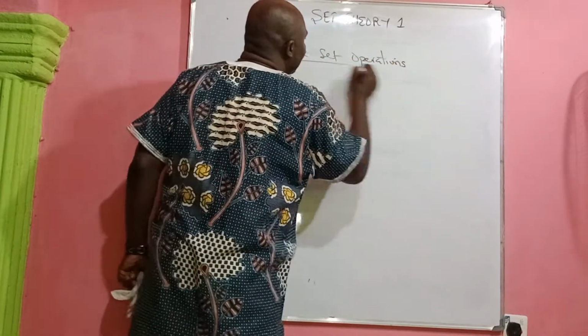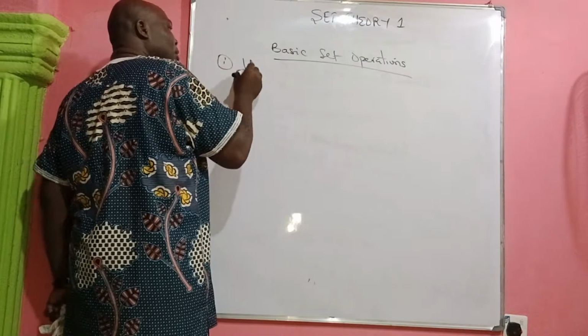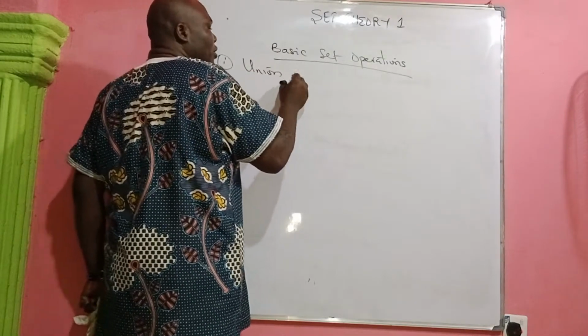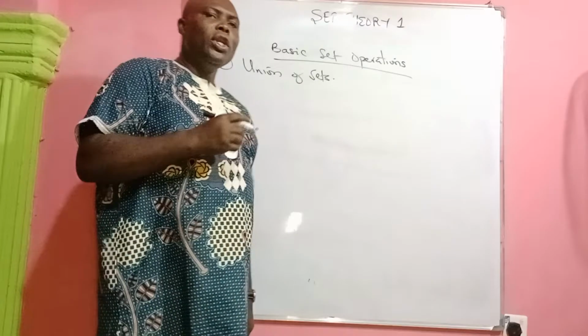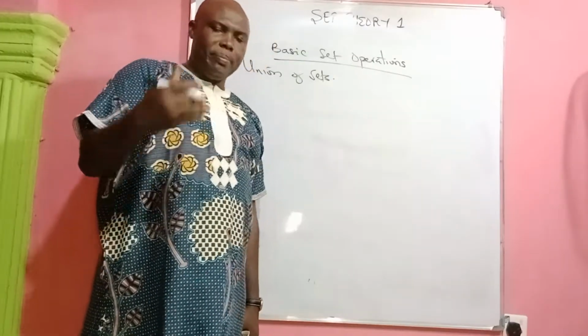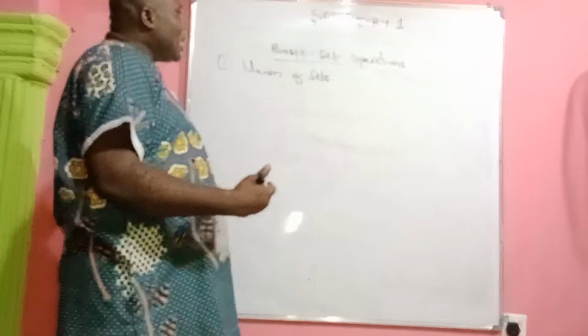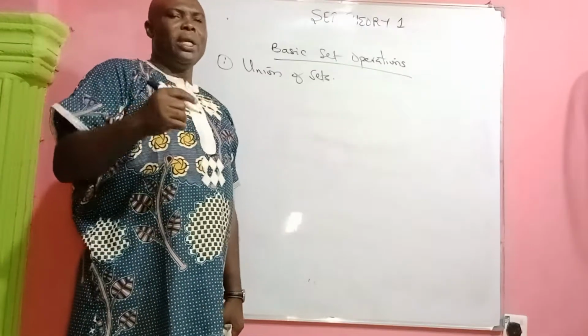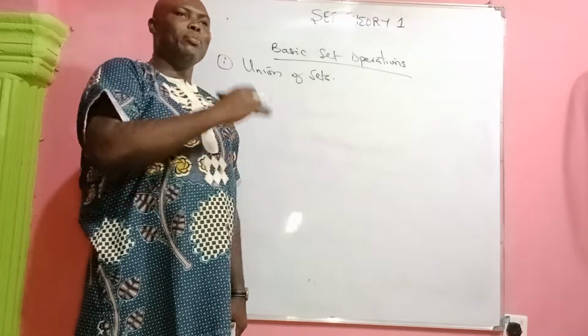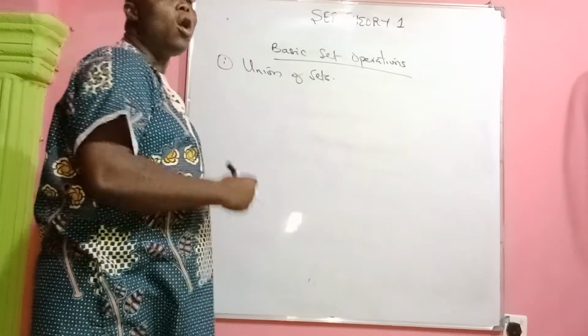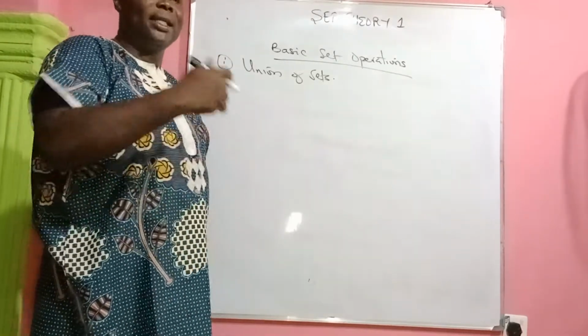The very first basic set operation I want us to handle is the union of sets. The union of two sets, A and B, is another set, A union B, that contains all the elements that are present in both sets A and B. All the elements found in both sets A and B.